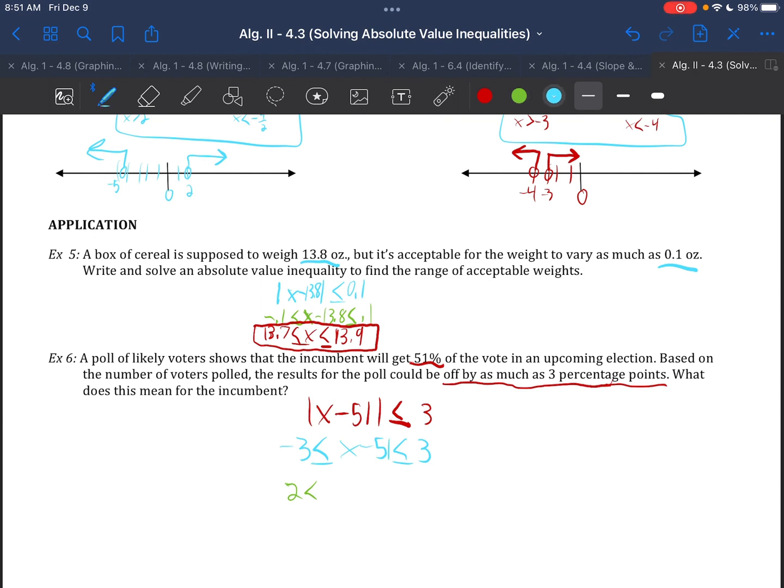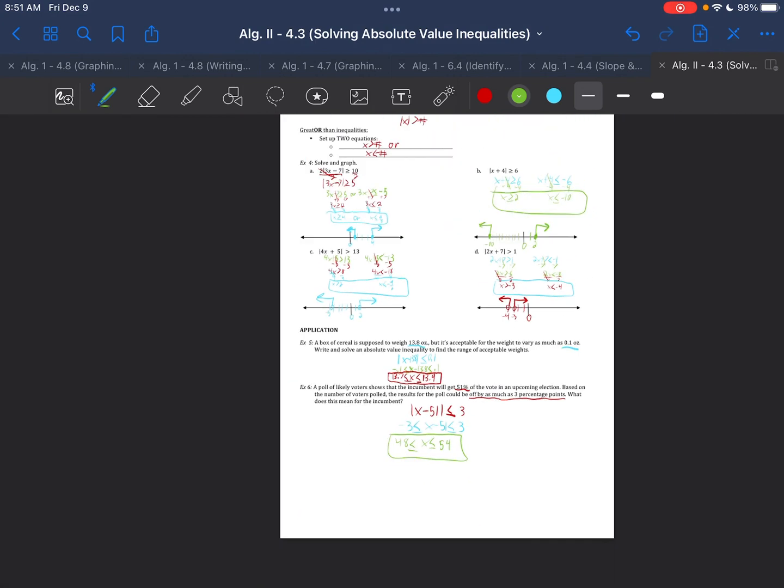Solve by adding 51 to each side, and you get 2. See, I lost my 51 in there again. So it's not 2 at all. It is instead going to be 48 is less than or equal to x, which is less than or equal to 54. So that's our possible range of percentage points. So you do 51 minus 3 and 51 plus 3 at the end of the day with this inequality.